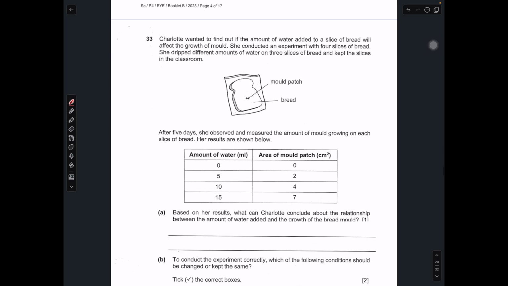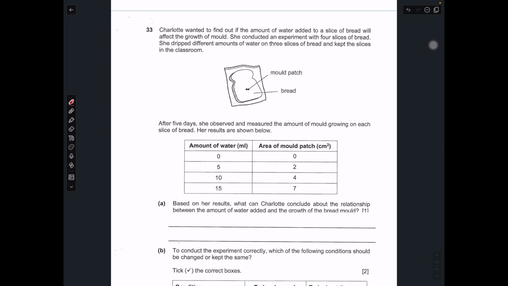Charlotte wants to find out if the amount of water added to the slice of bread will affect the growth of mold. So over here, clearly we have the changed variable, how it affects the growth of mold. Usually after the word affect will be your measured variable. This is your changed variable, which is your cause, and this is your effect.